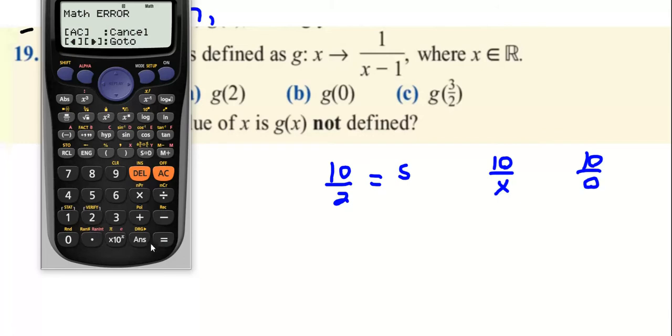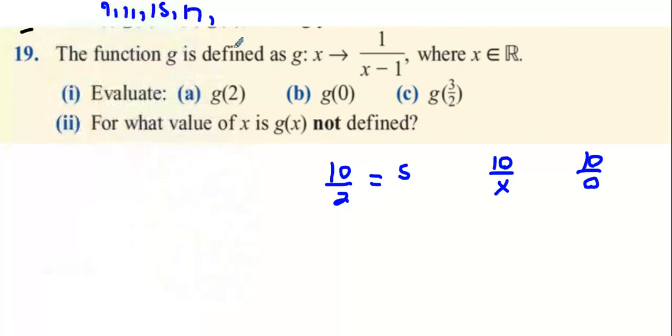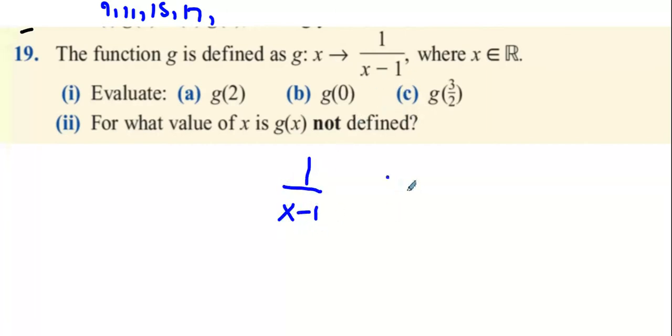Do you get it? So, first thing we're going to do here, I'm going to answer part 2 first. If it's undefined, what happens to the bottom part of it? If it's undefined, the bottom part must turn to 0. What number will turn this to 0? If x equals, there you go. If x equals 1, this function will not be defined. Does that make sense?